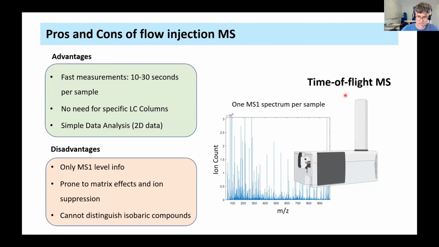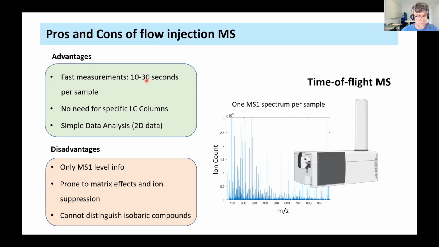So it's very simple. Just one MS1 spectrum per sample. So we do this over a mass range of 50 up to 1,000 or up to 1,700 sometimes. And then we just have the ion counts here on the y-axis. And the advantages, of course, it's very fast, 10 seconds. At the moment, we use 30 seconds per sample.